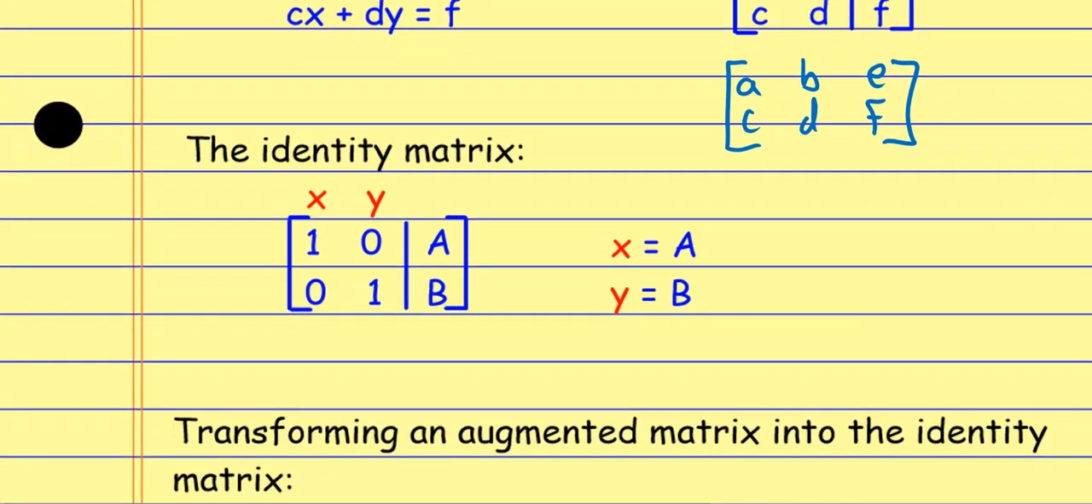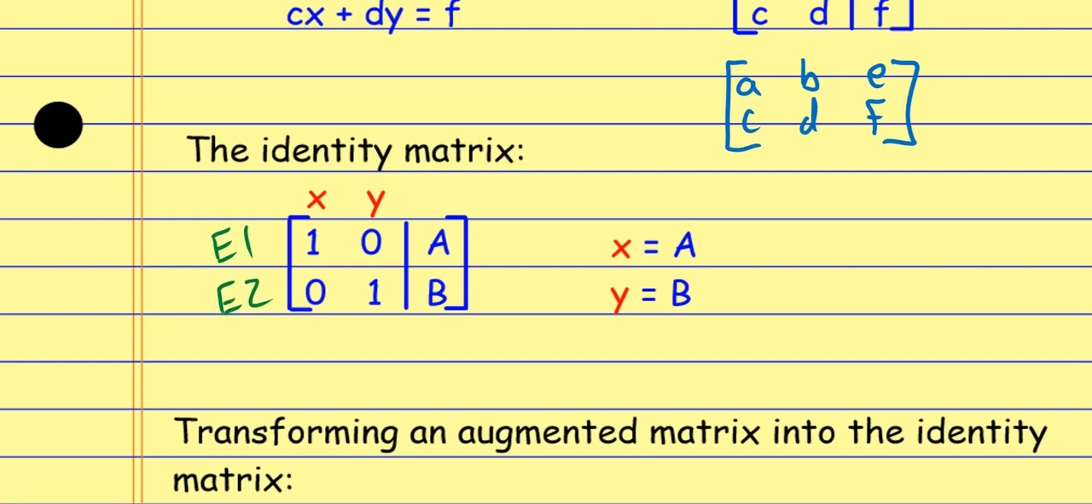Something like this, the identity matrix, and really when we're solving a system of equations using matrices, we're going to start with an augmented matrix that represents the system. Our goal is to get to this thing called the identity matrix. And again, the reason for that is because as I look at this thing, this is broken down by x, y, and then this would be equation 1 and equation 2.